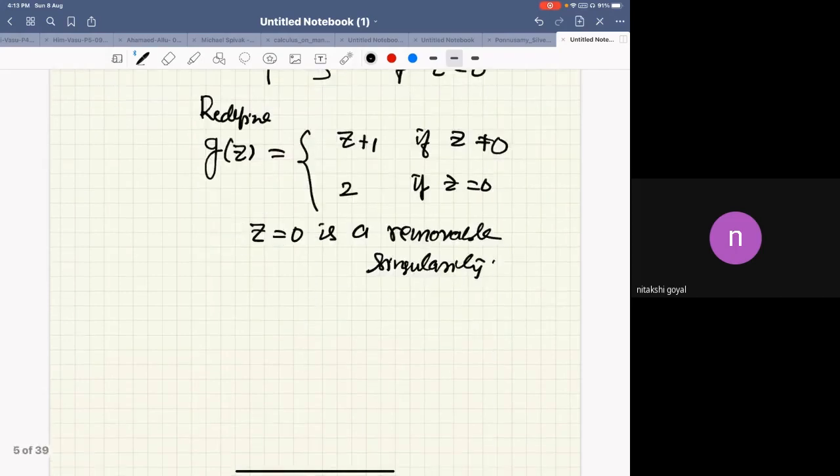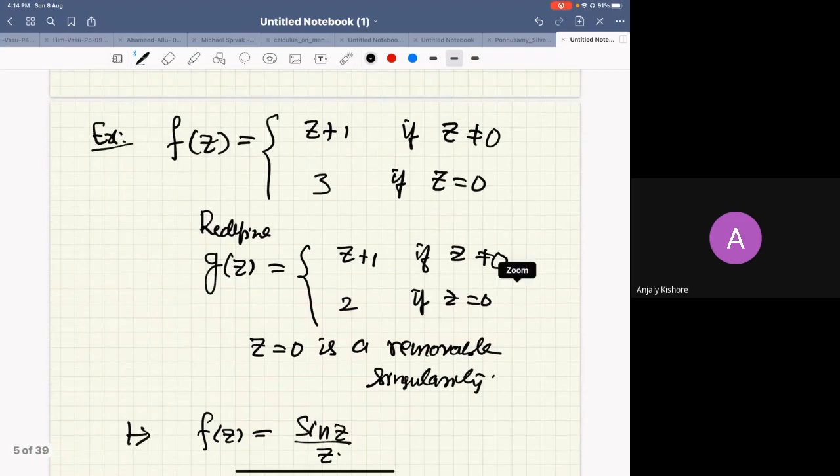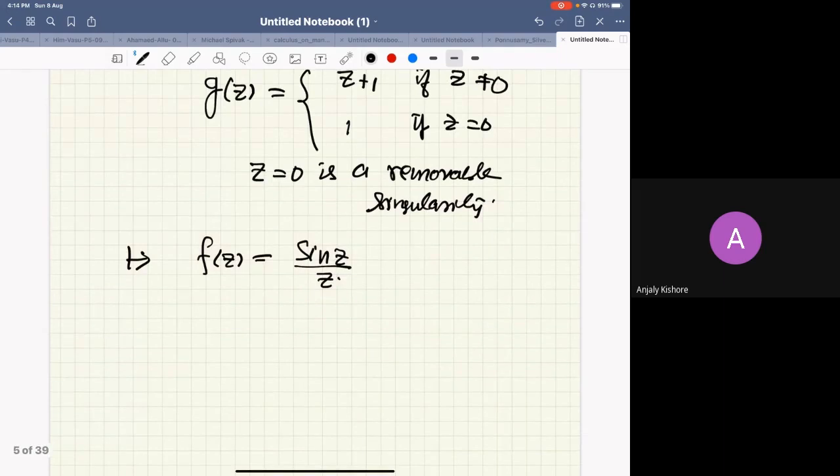Similarly, if you take f of z is sin z by z. Sir, I have a doubt. Can you explain it once more? G of z at 0 should be 1, right? Yes, I'm sorry, this is 1. That's true. So f of z is equal to sin z by z.